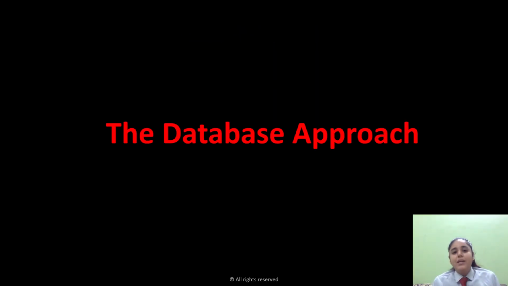Everyone, in this session, we will continue our first unit by exploring the topic, the database approach. We will learn about what the database approach is and what the different characteristics of the database approach are. Let's explore each topic step by step. Start with what is the database approach.